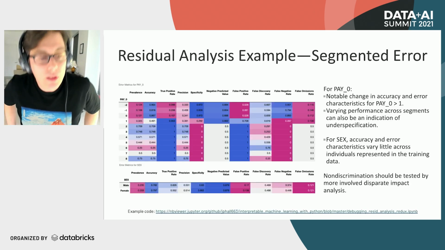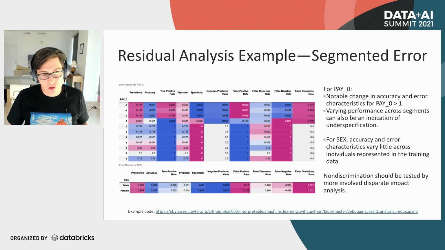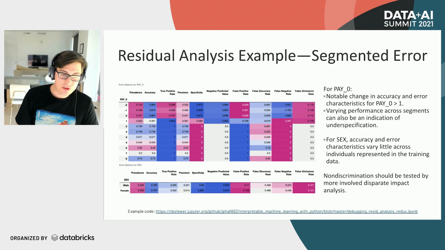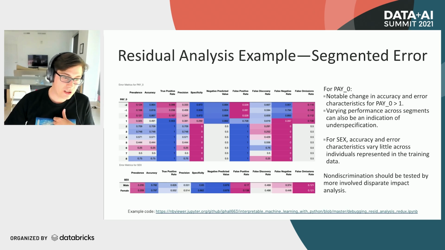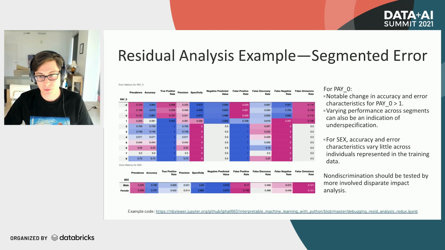All right, so here I'm just looking at the error across segments, or looking at the accuracy across segments. So instead of just looking at AUC over the entire data set, I'm breaking it down and looking at it across important segments, like pay zero values and like sex or gender. And we can see just a massive problem here. This model has no idea what it's doing once the data gets sparse. Okay, we saw that in partial dependence. We're seeing it here now as we're breaking down all these different error measures across values of pay zero.